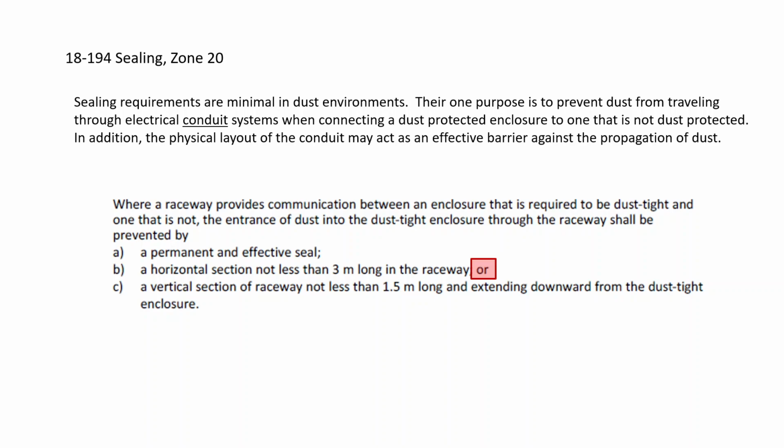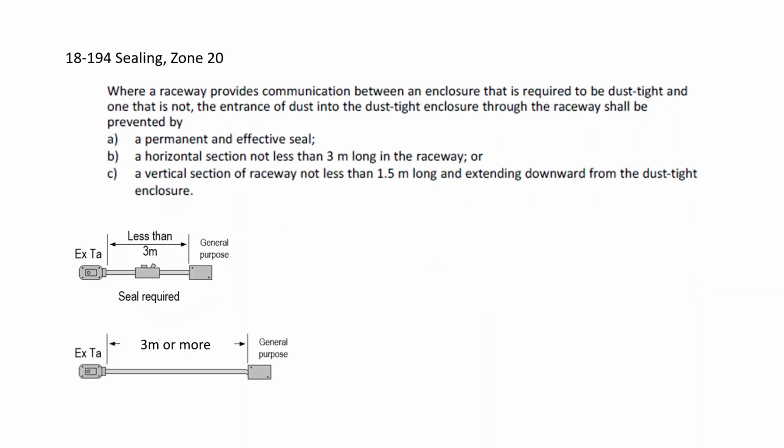So what it indicates is that there are actually three different options: A, B, or C. A is a permanent and effective seal. So that would be like a flammable fluid migration seal. They don't even indicate what a seal would look like, but it certainly doesn't have to be explosion rated. B is a horizontal section of pipe 3 meters long. And C is a vertical section of raceway not less than 1.5 meters long if it extended down from a dust-tight enclosure. So you're kind of given these options here.